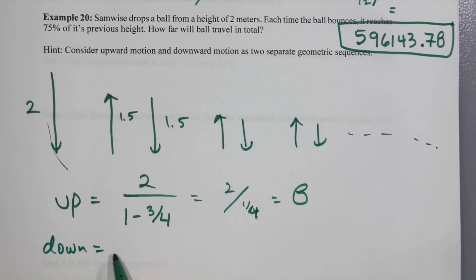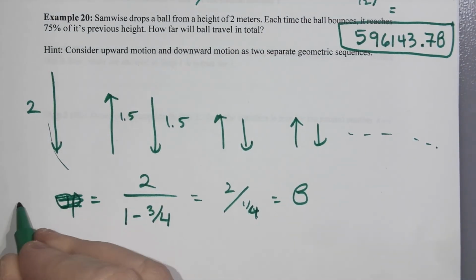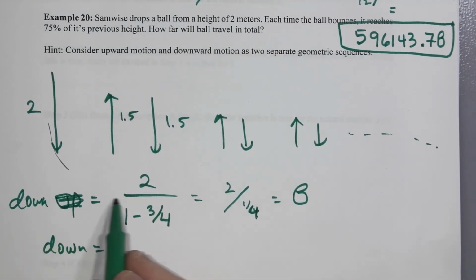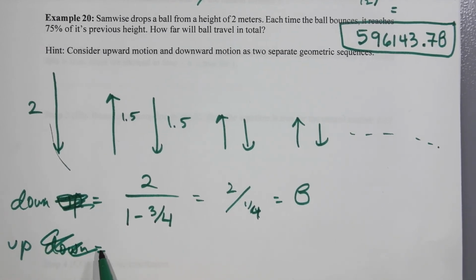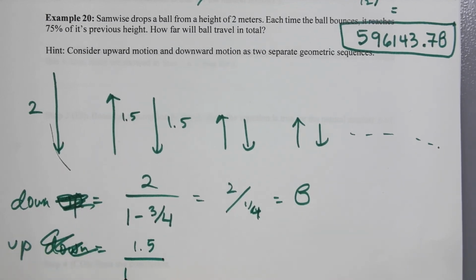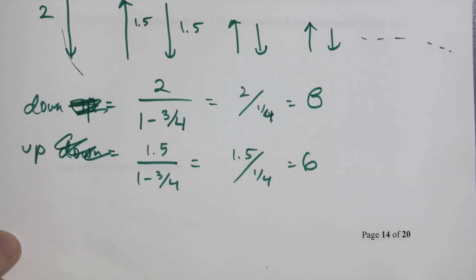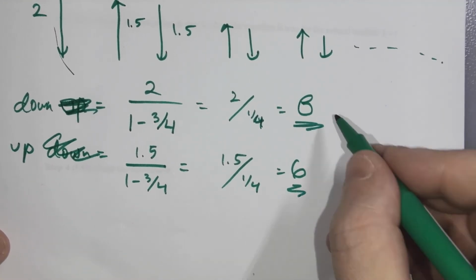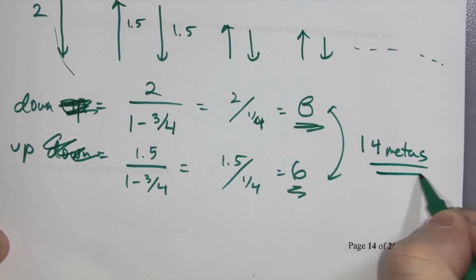The downward motion is actually the first one, because the first downward motion is the 2. The upward motion, when we're moving upward, the first upward motion is 1.5 over 1 minus 3/4, which would be 1.5 over 1/4, times 4, which is 6. And so altogether, when I bring together the downward motion and the upward motion, together that gives me 14 meters of total motion.